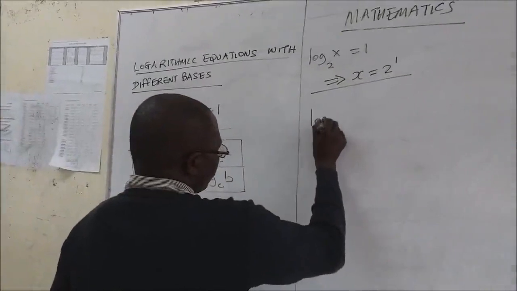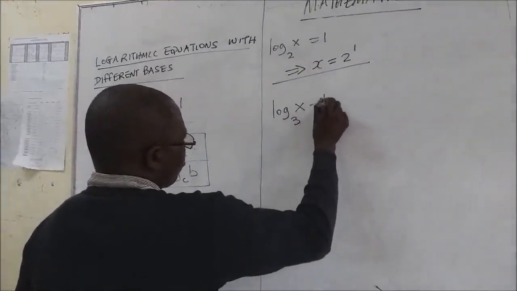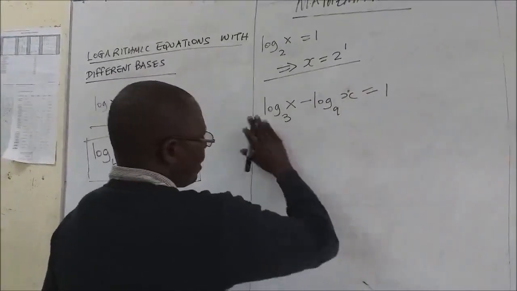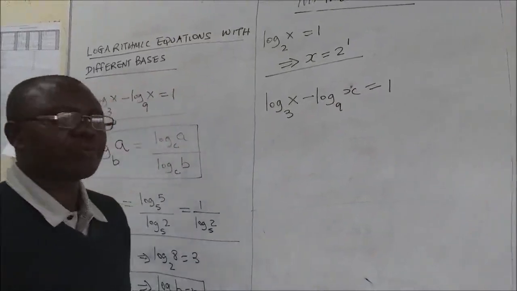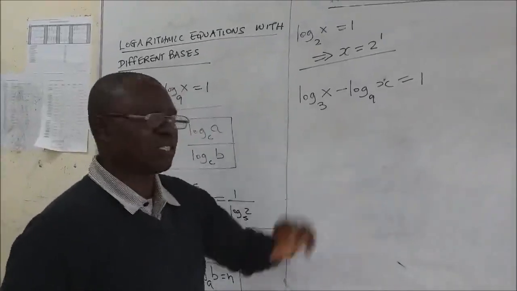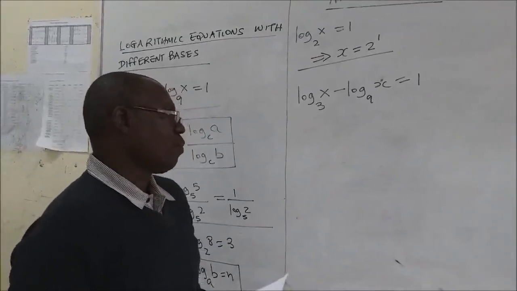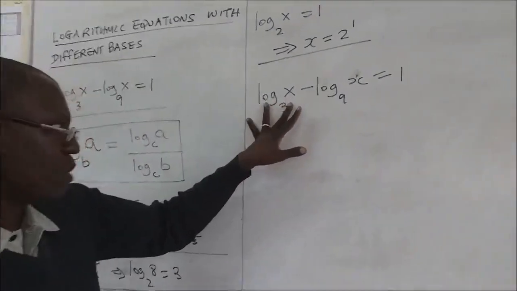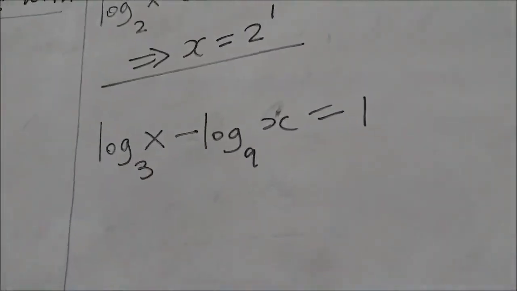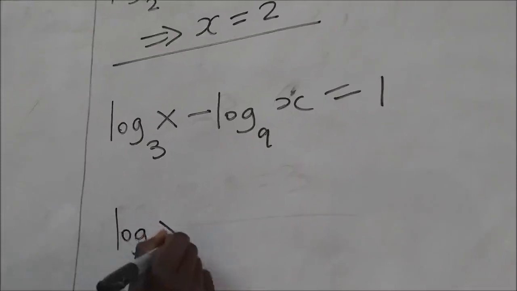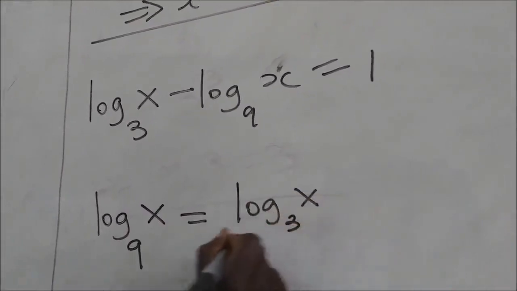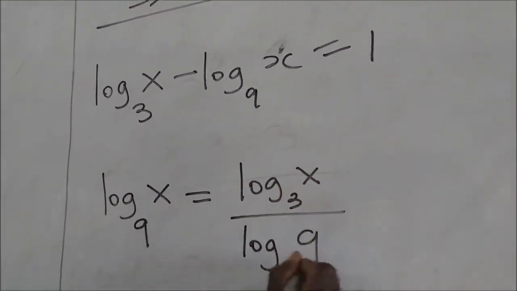That equation is log x to base 3 subtract log x to base 9 equals 1. This is a logarithmic equation where the bases are not uniform. We have base 3 here and we have base 9. We can change this expression to base 9, or we change this expression to base 3. I choose to change this expression to base 3, and so we have log x to base 9 written as log x to base 3 over log 9 to base 3.